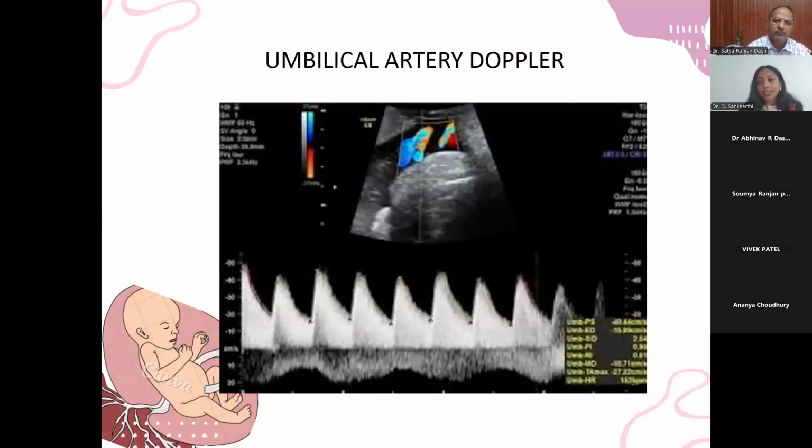So just to give you an idea of what exactly we are seeing on these ultrasound pictures when we're doing this, is my cursor visible?